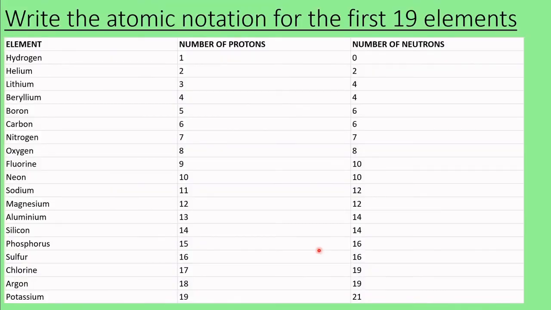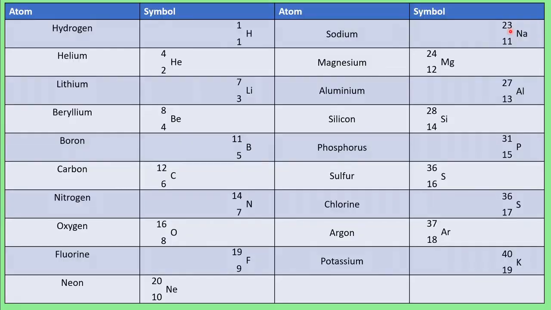Okay, some more practice for you to try now. What I'd like you to do, pause the video and try to write out the atomic symbols or the atomic notation for the first 19 elements. So I've given you the element name, I've given you the number of protons, and I've given you the number of neutrons. I'd like you to try to write out the atomic notation for all of them. Okay, so here are all the answers. I'm not going to go through each one, but mark your work and see if you got the same as me.